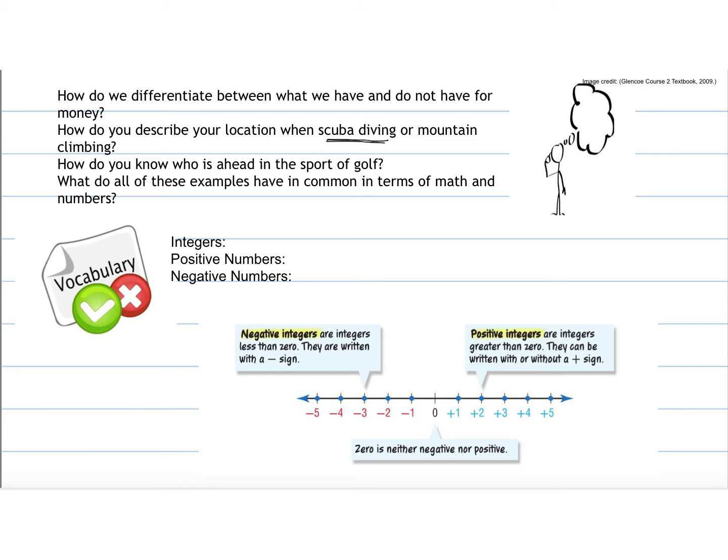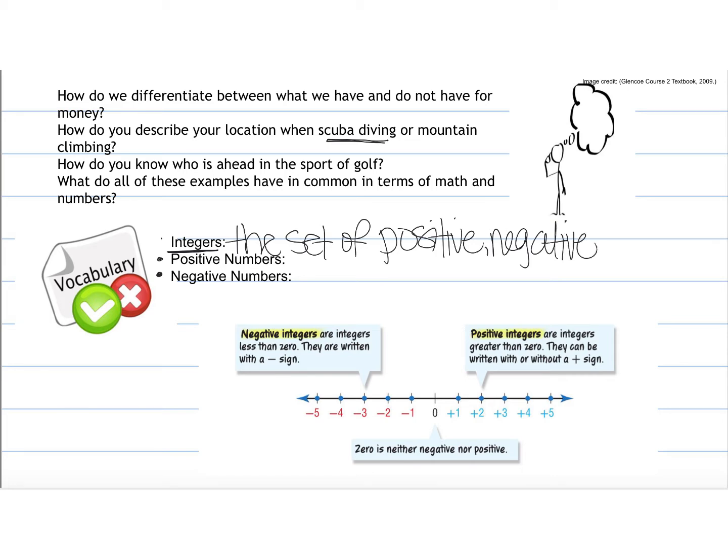What do all of these examples have in common in terms of math and numbers? They all have to do with integers, which are positive and negative numbers. Integers is a very, very important word for the unit, considering the unit is called our integers unit. Integers is how you say it, integer. Write that down. This is the set of positive and negative whole numbers and zero.